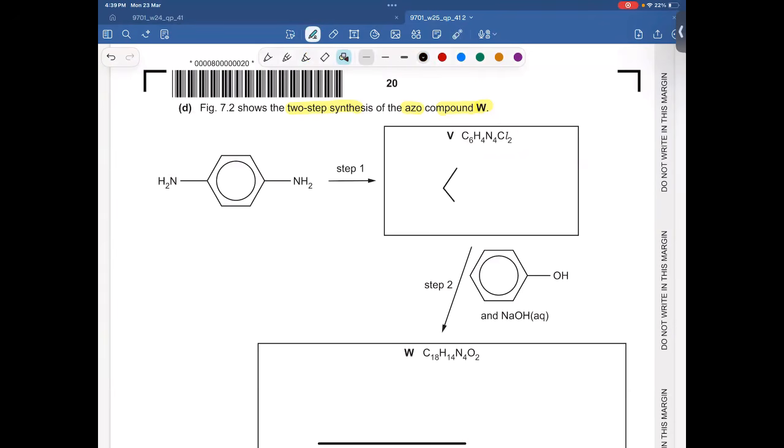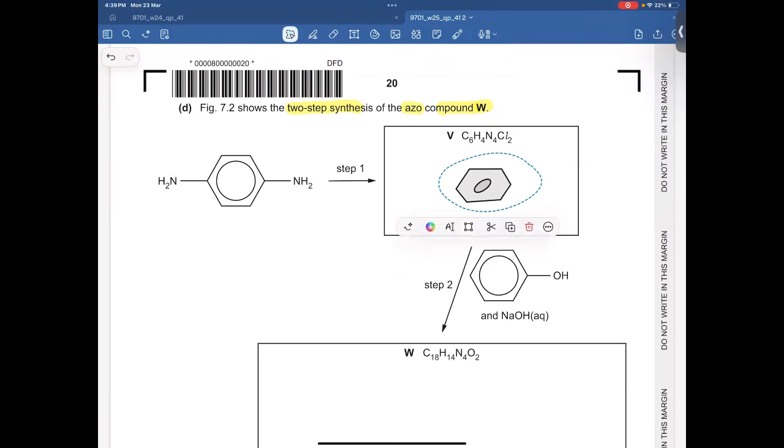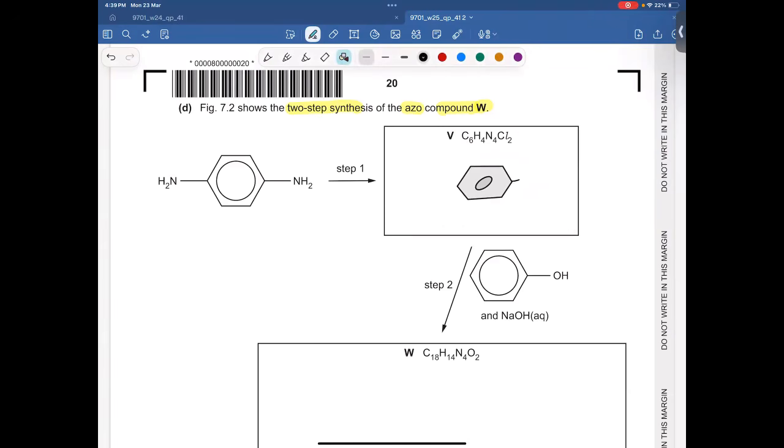So it will turn to N triple bond N. This is plus, this is Cl minus. This is N triple bond N plus, and this is Cl minus. So we have two chloride ions balanced. We have four nitrogen atoms balanced. We have six carbon balanced. We have four hydrogen atoms balanced.